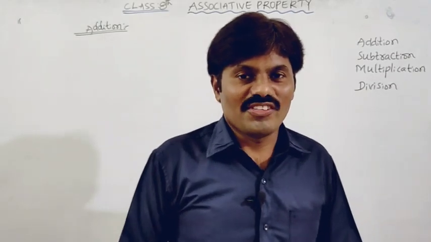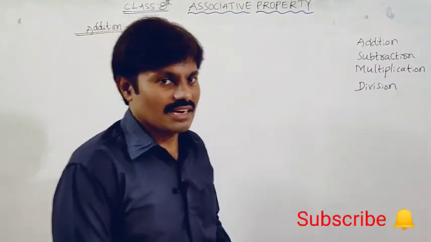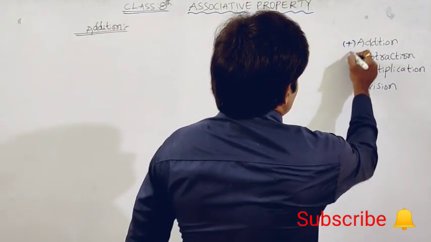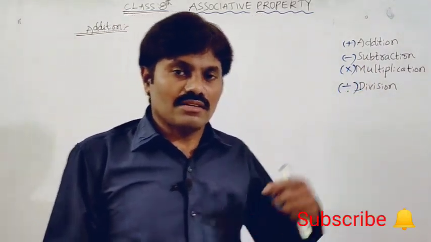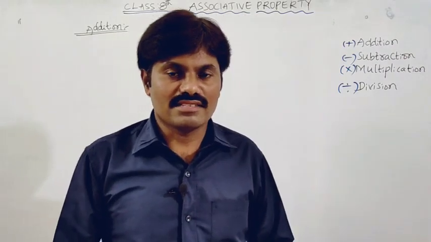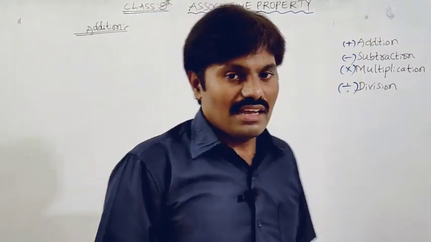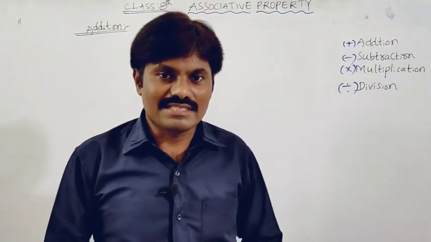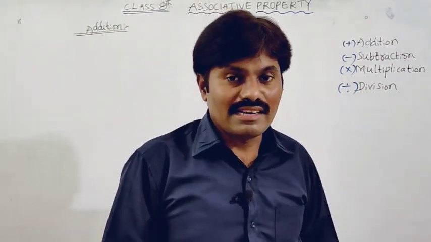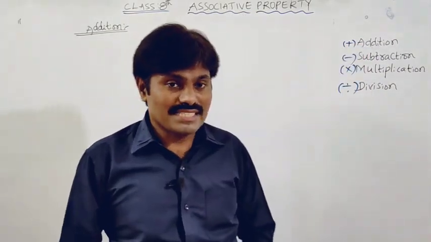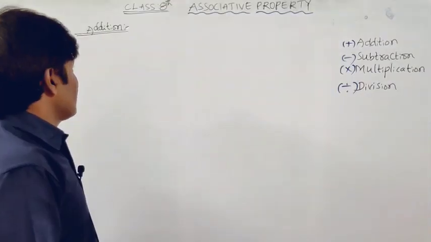Okay, my dear students, now we check the associative property under these four binary operations. Those are addition, subtraction, multiplication and division. As usual, how we have verified in the case of closure property and commutative property, similarly we have to check whether rational numbers satisfy this associative property under these four binary operations or not. Clear? Now we will check under addition.